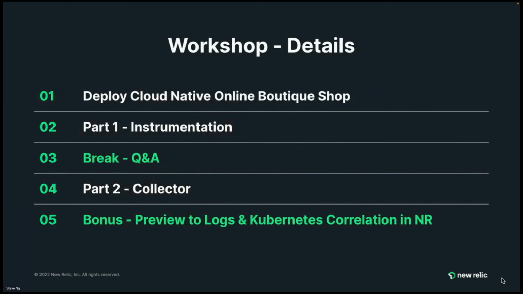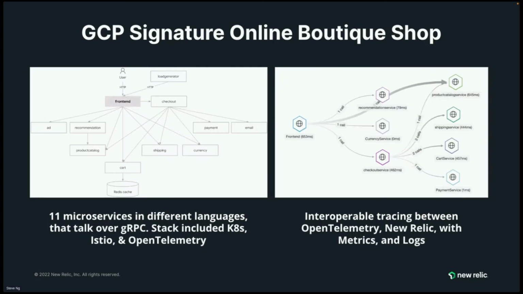So what we're going to do with the workshop is go through a cloud native environment. We're going to go through part 1, instrumentation, and also part 2, the collector. In this particular workshop we're going to use what I call the GCP signature Online Boutique shop. If you've ever worked with GCP before, GCP always likes to use this application stack to demonstrate a lot of things like Google Anthos, a lot of applications, even OpenTelemetry too.